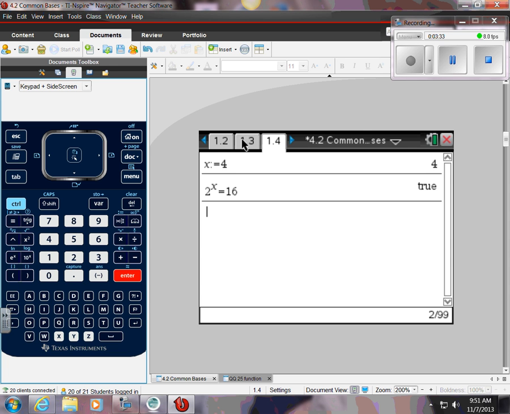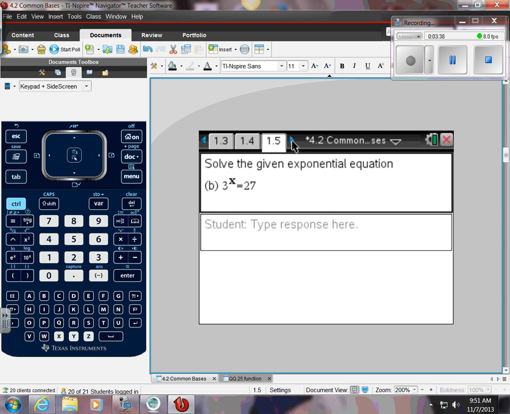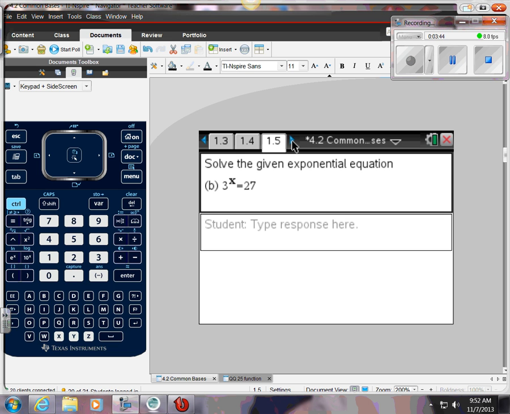Go ahead and try B. We should always check. What's our common base? 3. So 3 to the x equals 3 raised to the 3rd. 3 raised to the 3rd is 27. So now what can we do? Set our exponents equal to each other. X equals 3. And after this, we would check it.